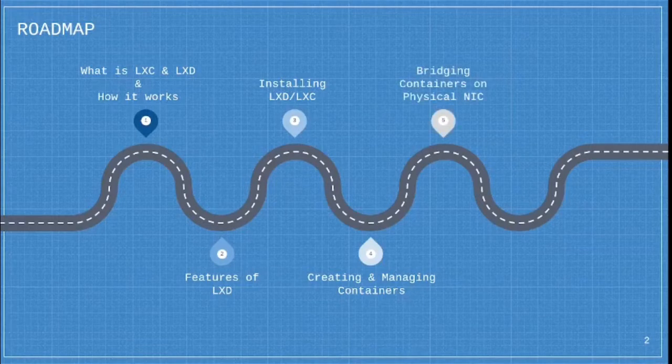By default, containers use a NATed address. So we'll create a bridge interface and then we will map our containers on that bridged interface so that it can directly bridge to our physical network card. After that, we'll also see a GUI way to manage containers.